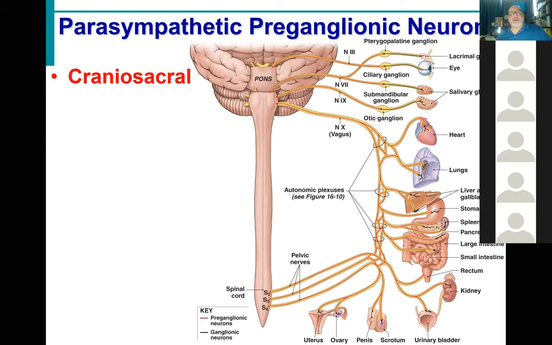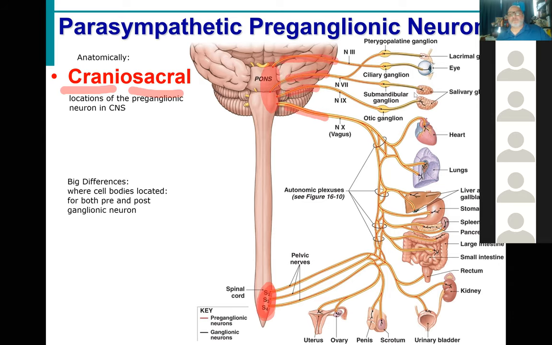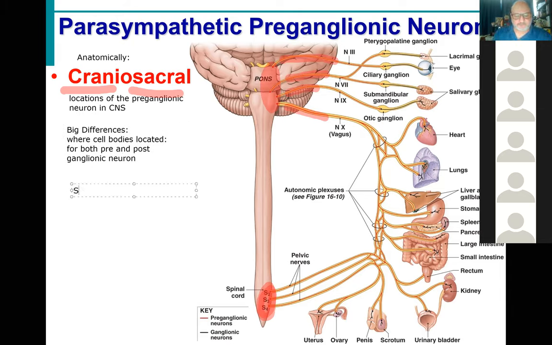Now, the other thing, actually, let's go back to this and let's put all that back. The second big difference is the location. Well, actually, no, this is still part of the second one. That's not entirely true. Hold on. So again, notice we said the big difference was where the pre and post neurons are. So let's talk about the postganglionic neurons. We know that their cell bodies are found in ganglia, and specifically the parasympathetic ganglia.